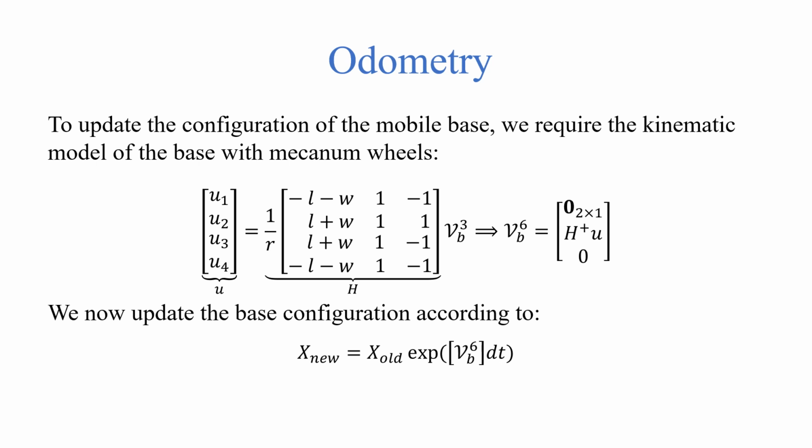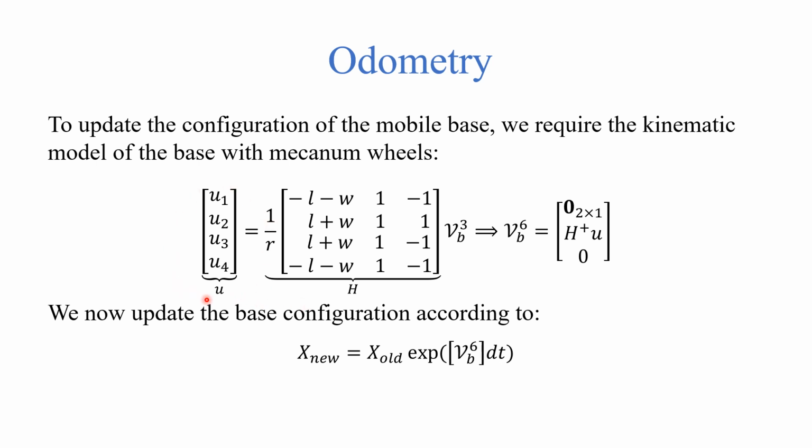Now the odometry section of the project will have to update the robot's configuration, especially the configuration of the mobile base. This would actually require us to have a kinematic model of the base with mechanisms. So the choice of the wheels actually affects how the wheel velocities tend to move the platform. In our case, this equation can be found easily using a few kinematic analysis.